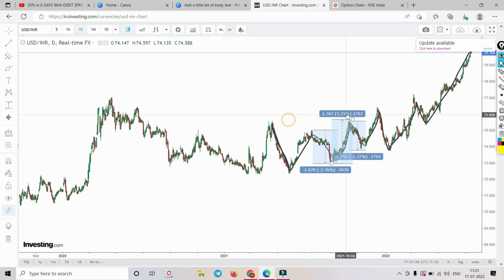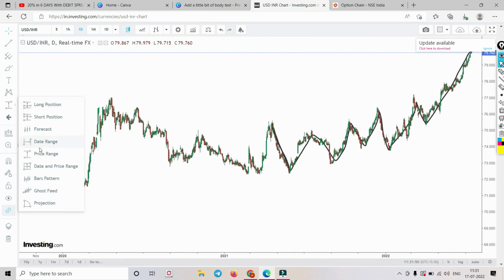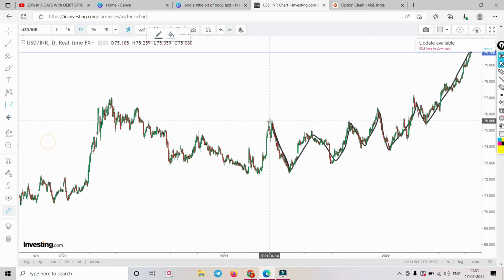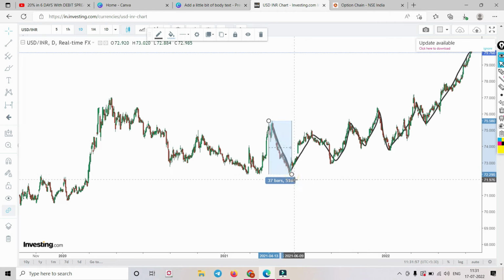This is not like 1 day, 2 days. I'm just showing you the chart for the 1 day. Let me check the date range. This took almost how many days? 51 days, friends. This took almost 51 days for this move.